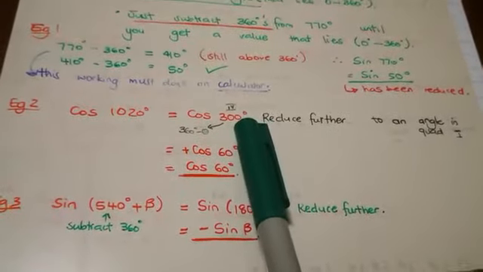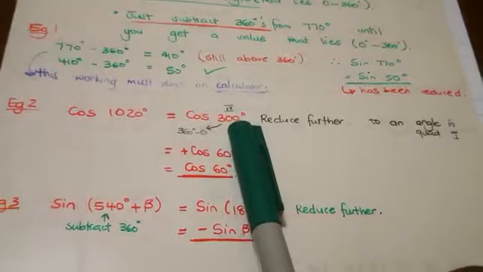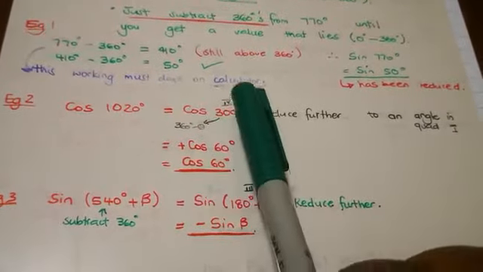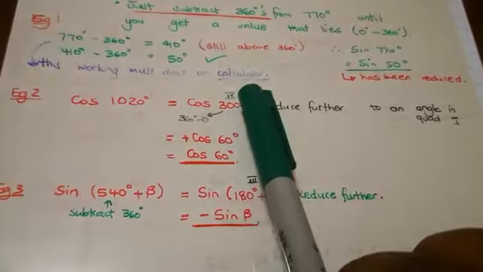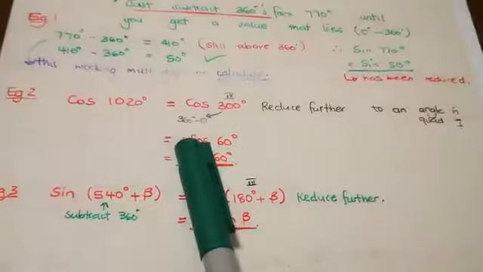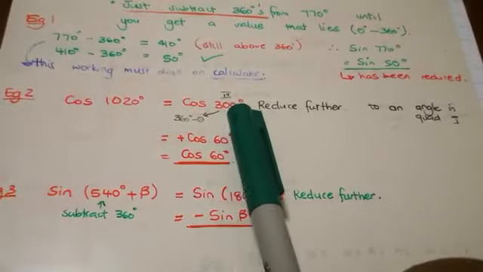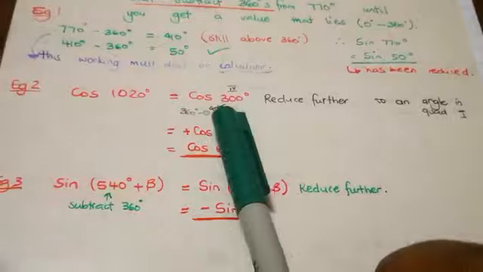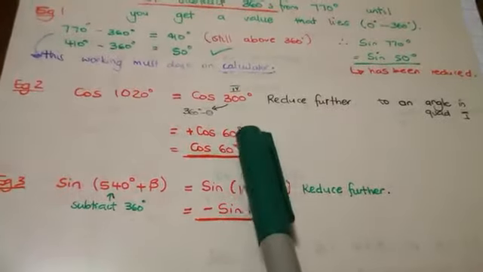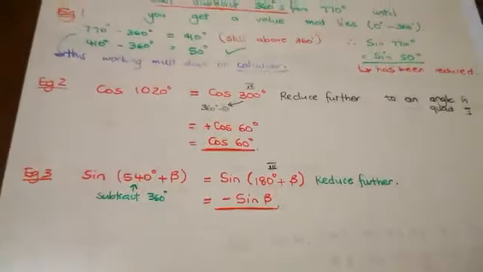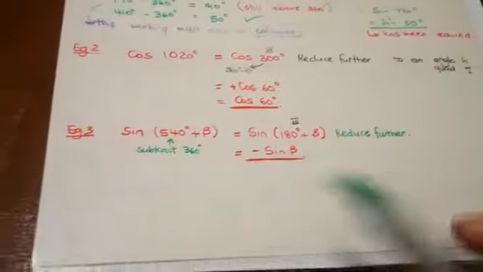Then if you check here, this 300 is not an acute angle, so we must reduce further. Now you do your analysis. 300 lies in the fourth quadrant, and in the fourth quadrant, cos is positive. Then what is 300 going to reduce to? 300 is 360 minus theta, and then you work out what theta is. So theta in this case is 60 degrees. Okay, so that's how you do it.